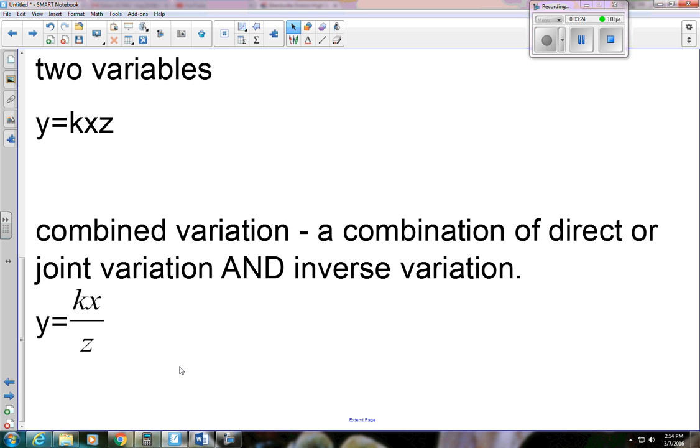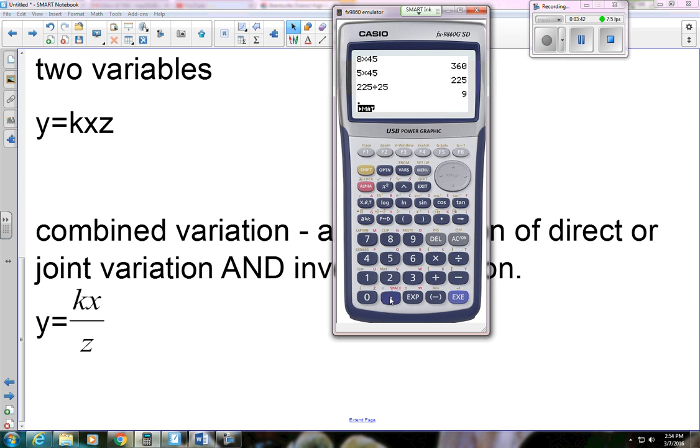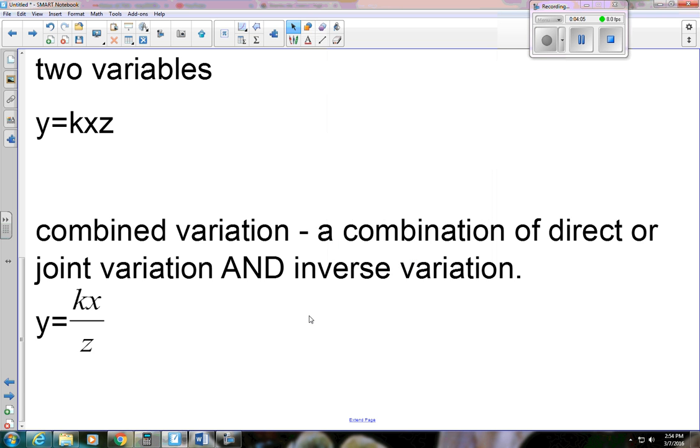So if the tree trunk is, for example, like 0.8 meters across, something like that, then if you square it, it's actually going to get even smaller. If you think about that mathematically on your calculator, if you square a number less than 1, like 0.5 squared, you actually get a number even smaller than what you started with. So that gets smaller as the volume of wood gets larger. So it would vary inversely in that respect, but directly or jointly with the height of the tree. So that would be an example of combined variation.